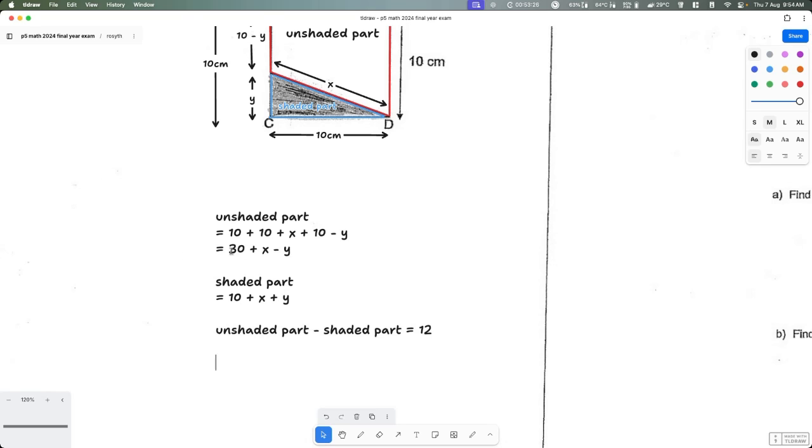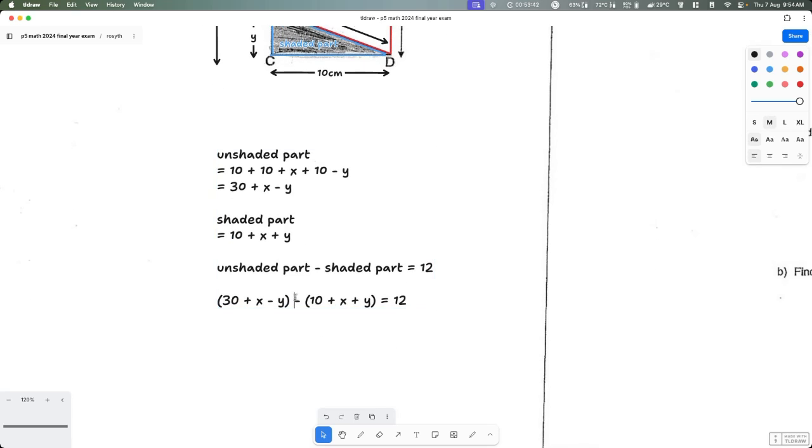Then we can swap in. So unshaded, 30 plus x minus y, in brackets, and then minus the shaded part. In this case, bracket the 10 plus x plus y, equal to 12. Anything negative here, we need to convert the plus into minus as well. So 30 plus x minus y, minus 10, minus x, minus y is equal to 12.